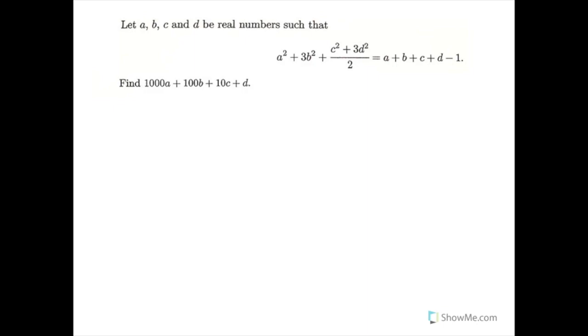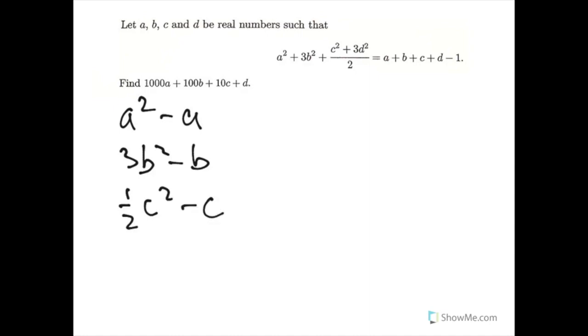So first, we want to write this as a sum of squares. Let's consider each of the variables separately. We have a squared minus a, 3b squared minus b, half c squared minus c, and 3 over 2 d squared minus d. And we're going to figure out what the constant term is going to be at the end. So right now I'm not really caring about this -1 here.